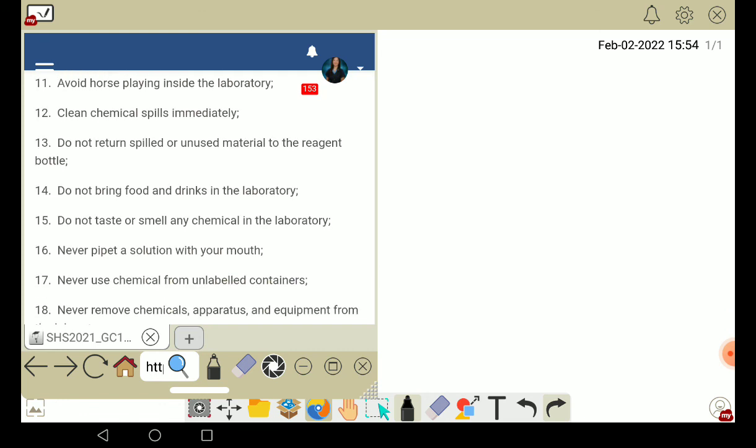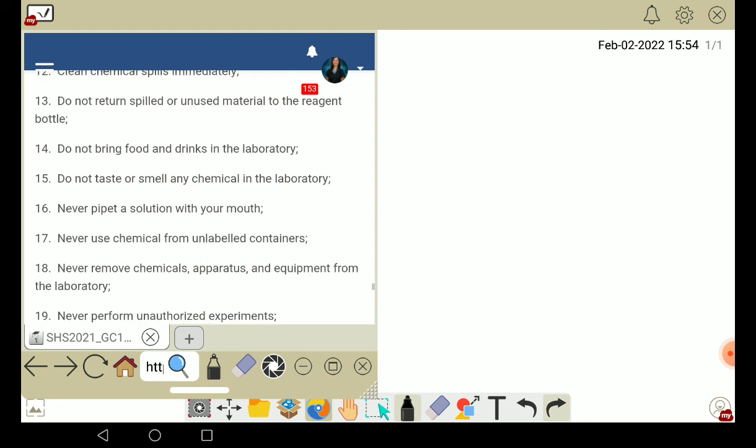Number 14, we have do not bring food and drinks in the laboratory. That is prohibited, to avoid food poisoning and other reactions. Do not taste or smell any chemical in the laboratory. Okay, never pipette a solution with your mouth. Avoid that one for health or safety purposes.